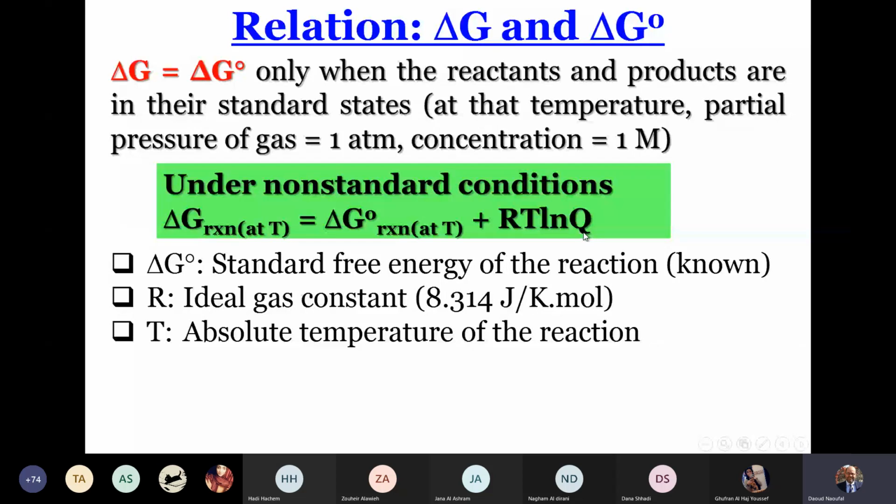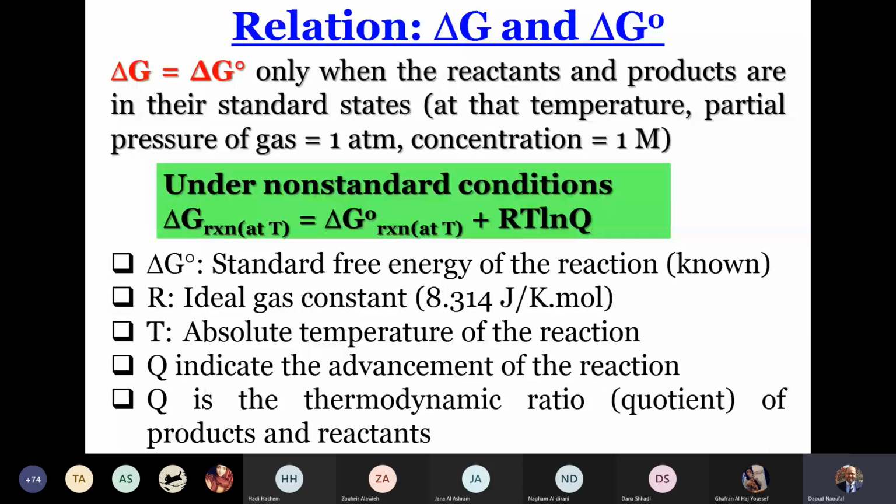So now we have to define Q. What is Q? Q indicates the advancement of your reaction. Are you at the beginning, in the middle, in the course of the reaction, or at the end of the reaction? So Q is an indication of your advancement. And Q is called the thermodynamic ratio or the thermodynamic quotient of products and reactants. And Q is always the products divided by the reactants according to the stoichiometry.